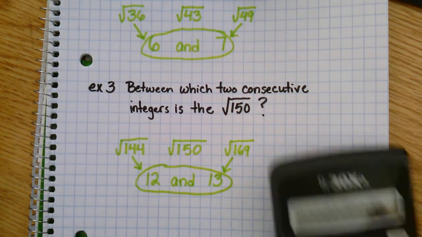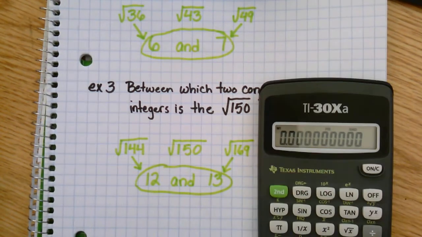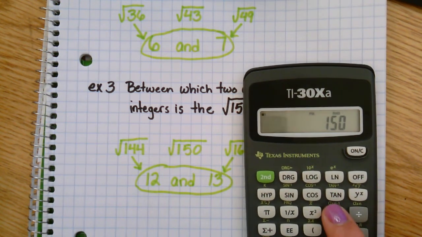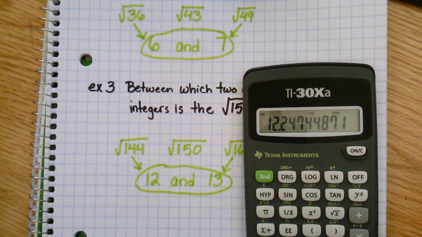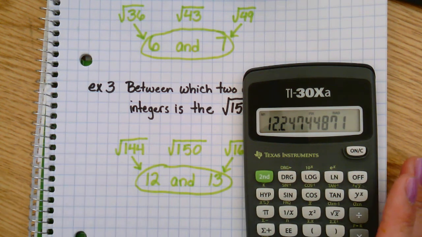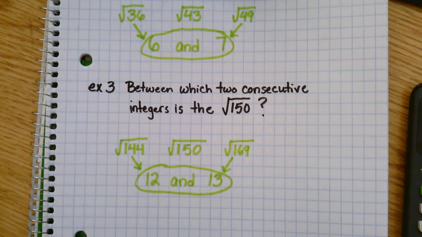Now let's just check that answer by using our calculator. What is the square root of 150? It is 12.2. So it appears that our answer between 12 and 13 is correct.